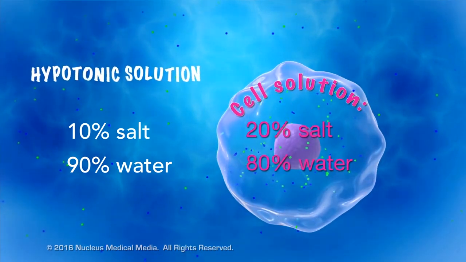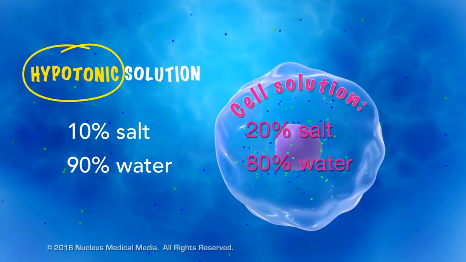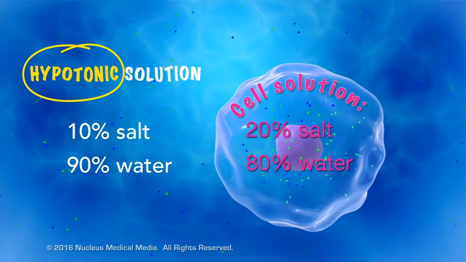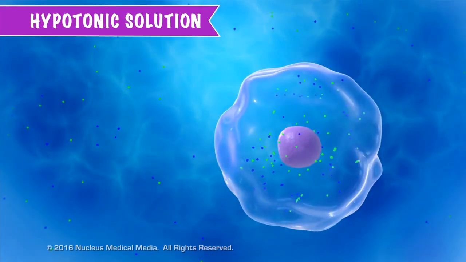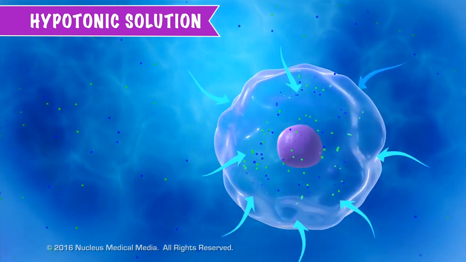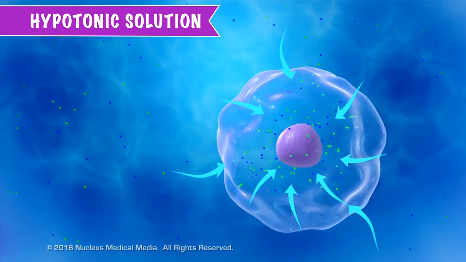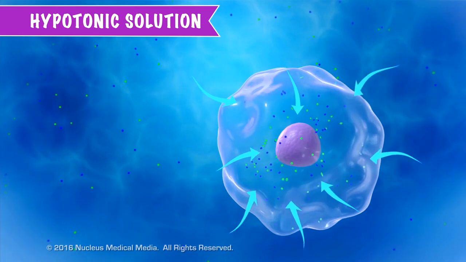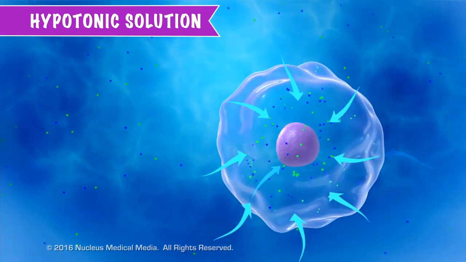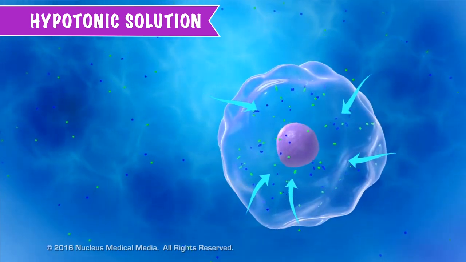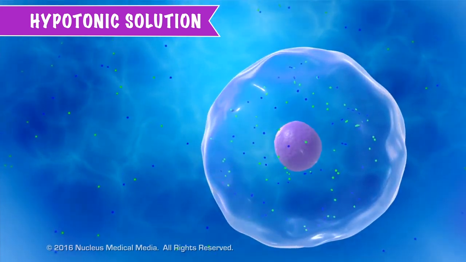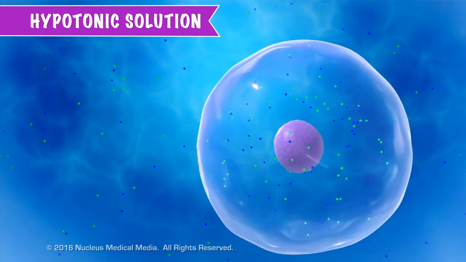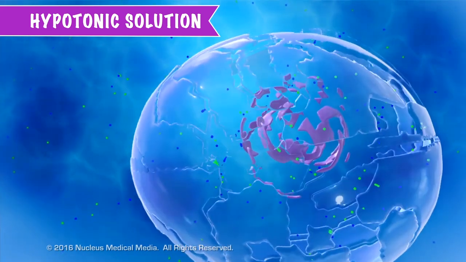We call a solution hypotonic when its concentration of water is higher than inside the cell, and its concentration of solute is lower than inside the cell. So, by osmosis, the water molecules will move passively into the cell until a state of equilibrium is reached. Hypotonic solutions cause a cell to swell up with water. If the water concentration outside the cell is high enough, the cell can swell to the point of bursting.